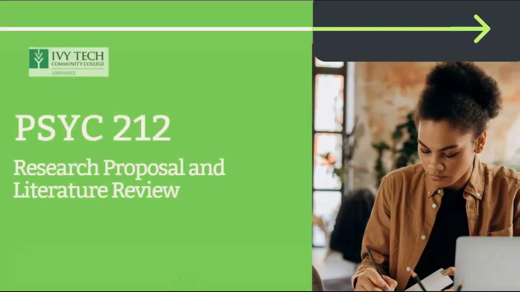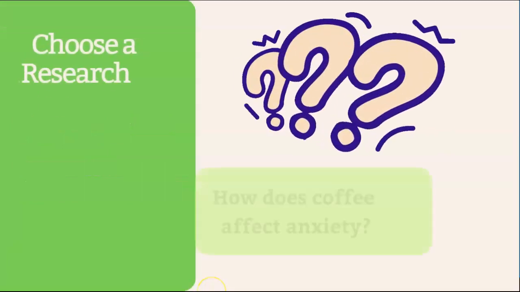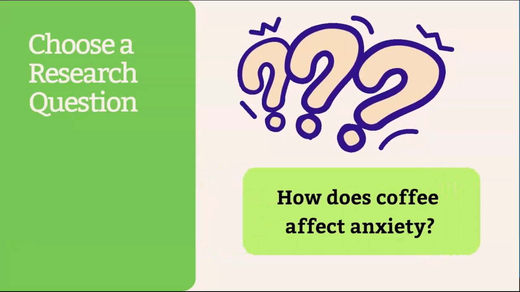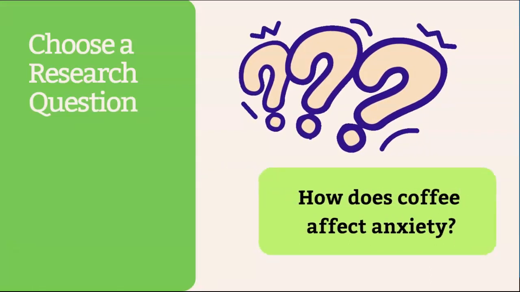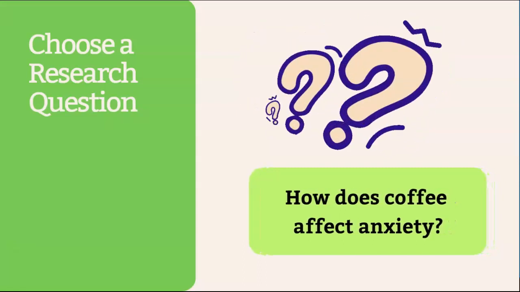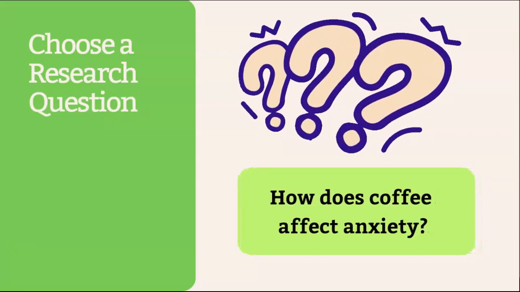This video will help students in the Psychology 212 capstone course write their research proposal and literature review. Choose a research question. In your assignment, you are preparing a research proposal where you will describe a research question, review other research that has already been done related to this question, and describe the methodology you would use in your own study.